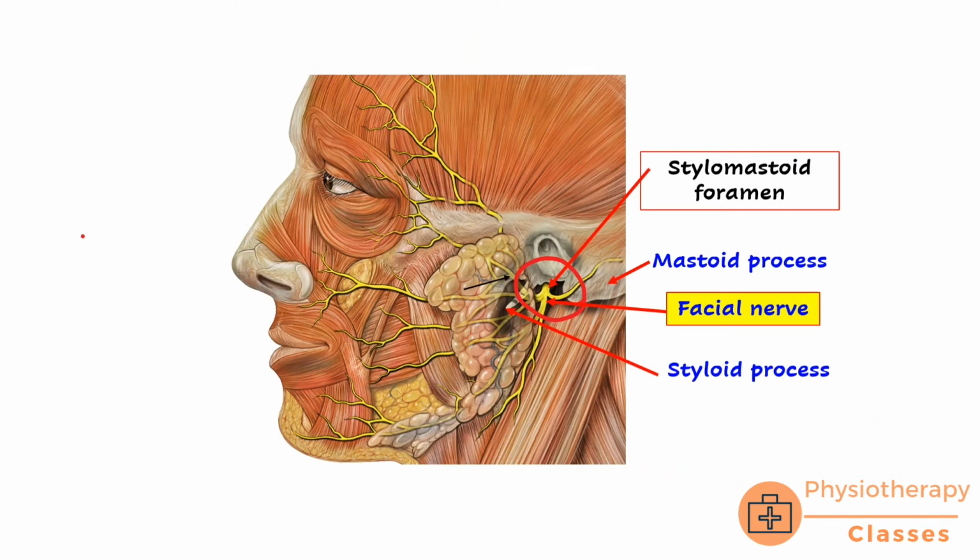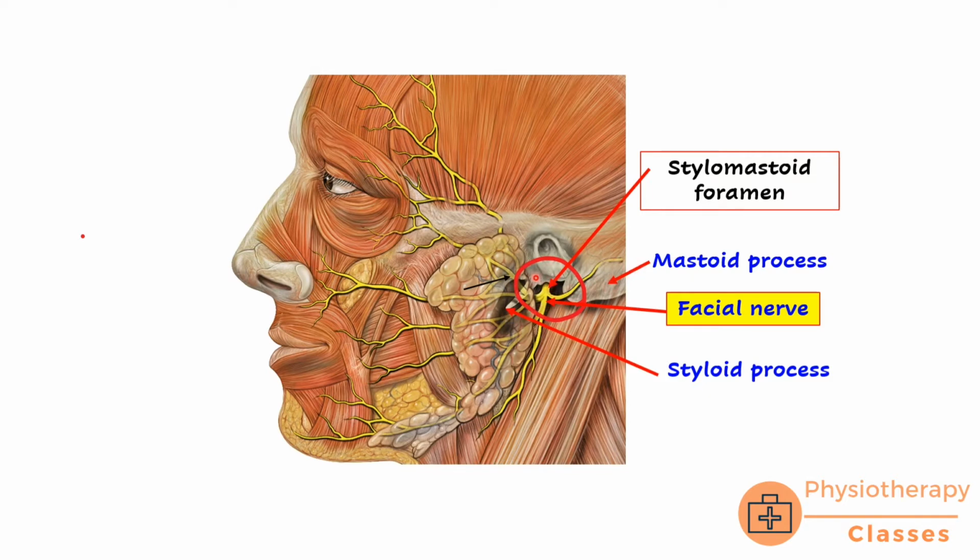Let us look at the site where the facial nerve may get compressed. So for that, we can see in this picture, this is the styloid process. This process is the styloid process. This bony process is the mastoid process. And there is a foramen between these two, which is known as stylomastoid foramen. The name itself suggests styloid process anteriorly, mastoid process posteriorly. These are parts of temporal bone.